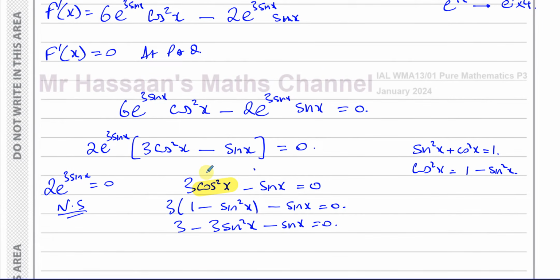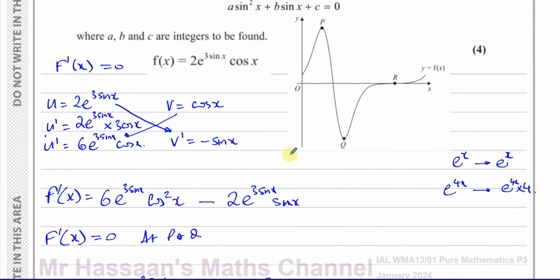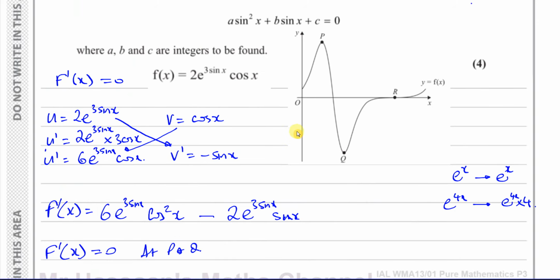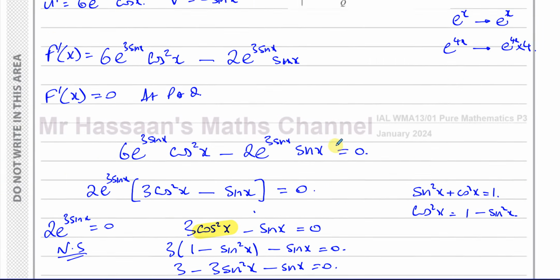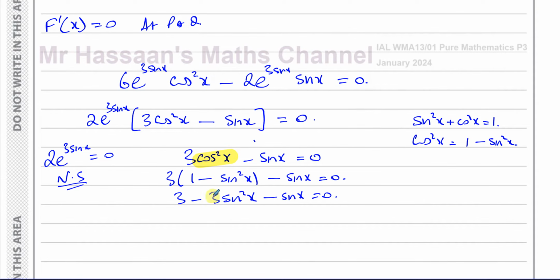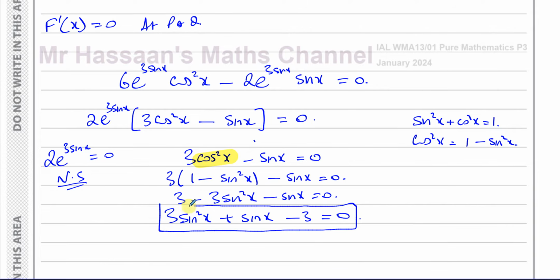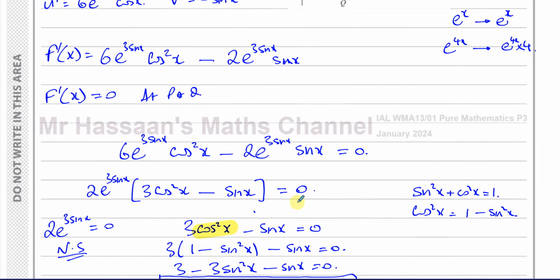We want to put it into the form where a, b, and c are integers to be found. I'll make it so that the sine squared x is positive to make life a bit simpler later on. So I'll multiply everything by -1, in which case I get 3 sine squared x plus sine x minus 3 equals 0. So that's the form that we have to write it in. And that completes question number 6, part B.